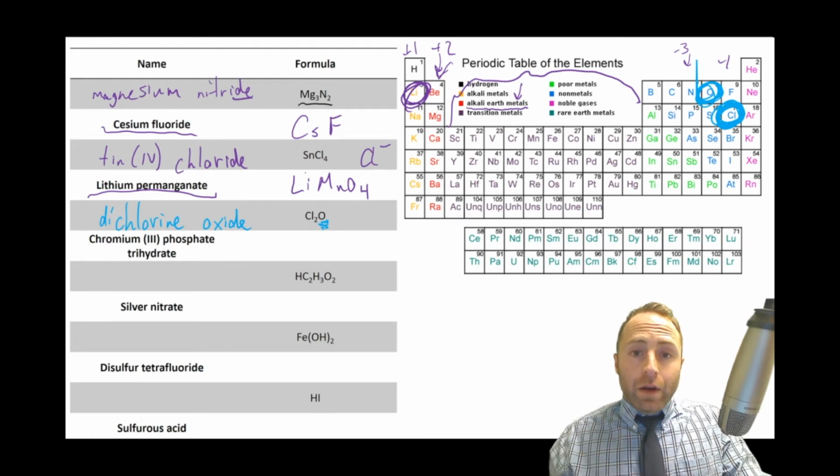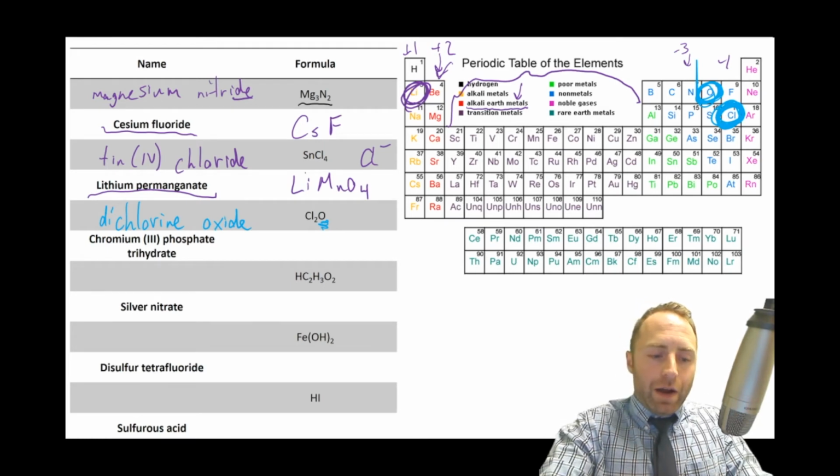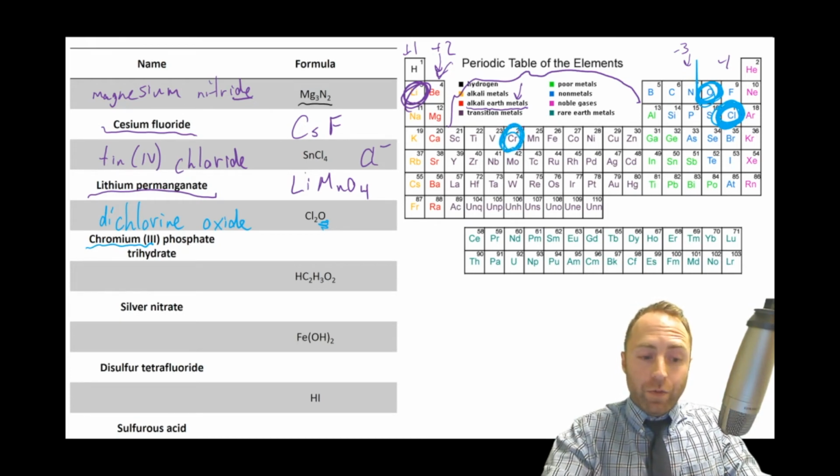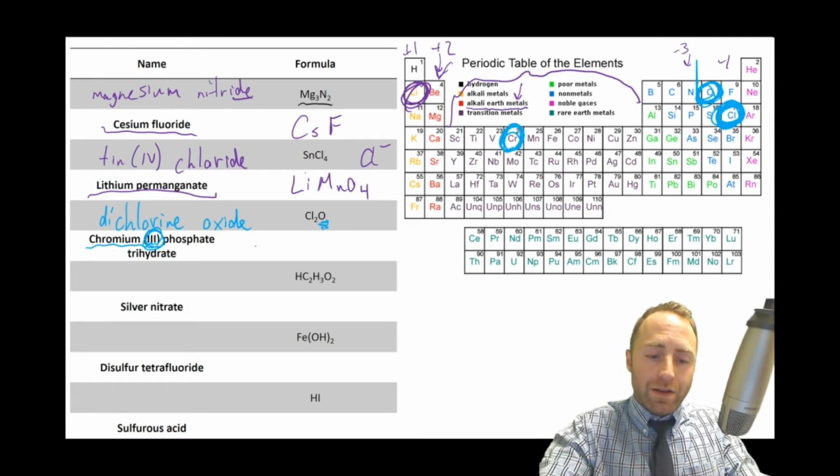All right. Okay, next species. We've got our chromium-3. There's chromium, and this 3 is telling us what the charge of the chromium is. It's telling us it's +3. So we're going to write Cr 3+. Now we need to know what the next species is.